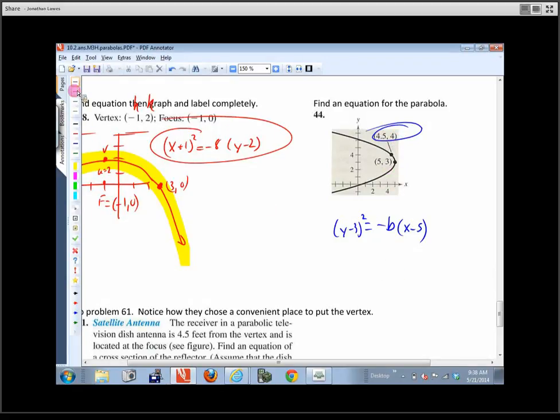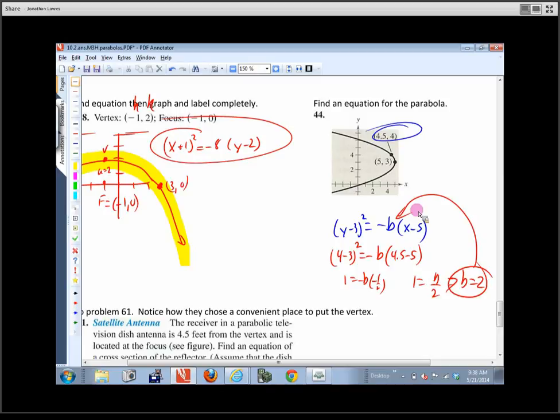So I can figure out what number has to go right here by plugging in 4 minus 3, quantity squared. This would be minus b, and this is going to be 4.5 minus 5. So this is going to be a 1 on this side. This is going to be a negative b, sorry, and this is going to be a negative 1/2. So what I've got here is 1 equals b over 2. So b has to be 2. The b is 2. It still has a negative in front of it, right?